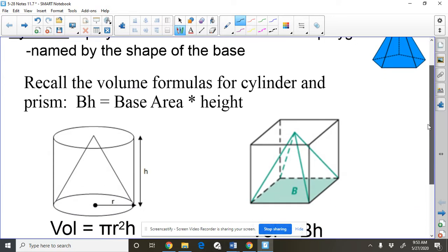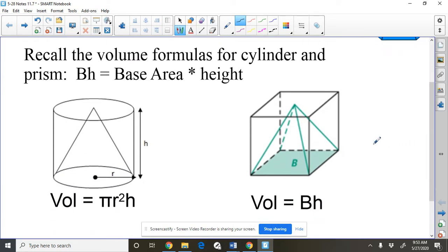Now, we recall from 11.6 the volume formulas for a cylinder and a prism. Here I have a cylinder with a cone that has the same base and height. The volume of the cylinder is pi r squared h. Here I have a prism with a pyramid that has the same base, and the height would go directly through the middle here. The same base and height.